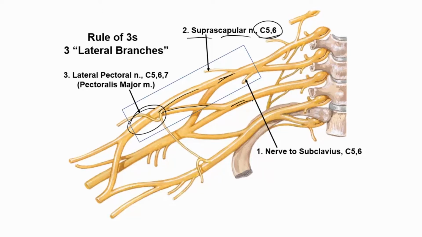And the lateral pectoral nerve will consequently have spinal segments C5, 6, and 7. And that will be going to the pectoralis major muscle to supply especially the clavicular head of pectoralis major.